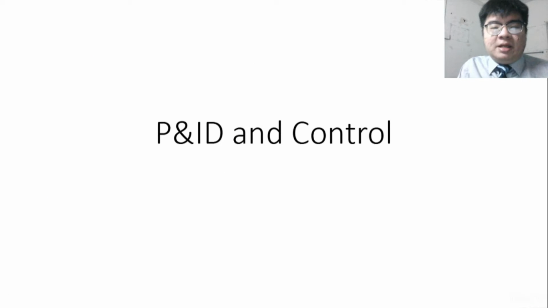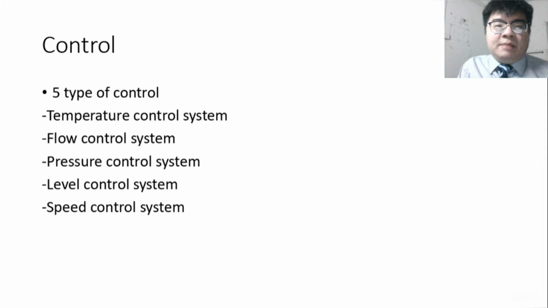Hi, my name is Cherry. I would like to present the PNID and control. Basically, our plant consists of 5 types of control: temperature control system, flow control system, pressure control system, level control system, and lastly speed control system.